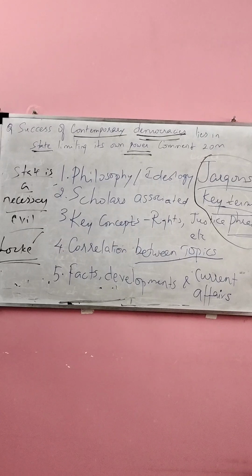The last is facts, developments, and current affairs. How to correlate with the developments and current affairs. Don't stuff too much from current affairs. Bring in current affairs developments as well as some facts in a limited but highly relevant manner. The question is about the success of contemporary democracies. State limiting its own power. So the question itself tells that when the state limits its power, the democracy will be successful.